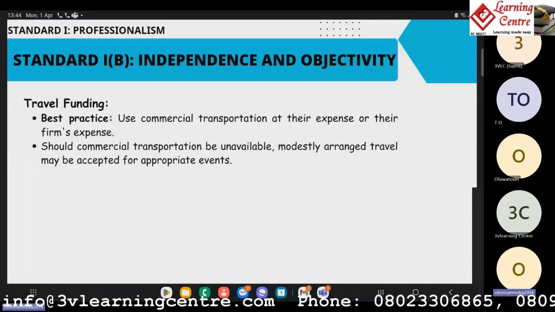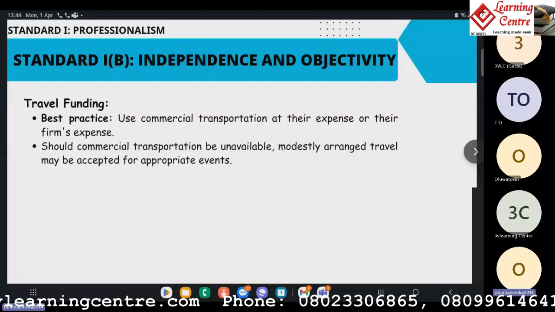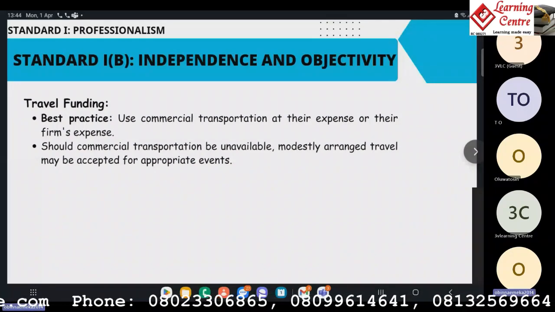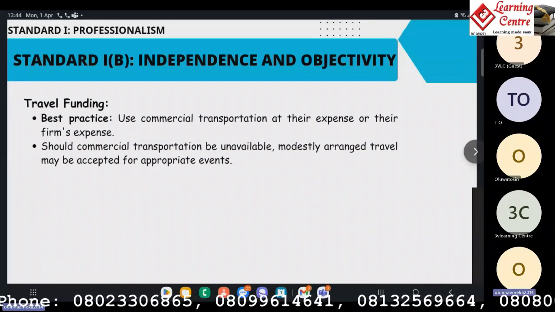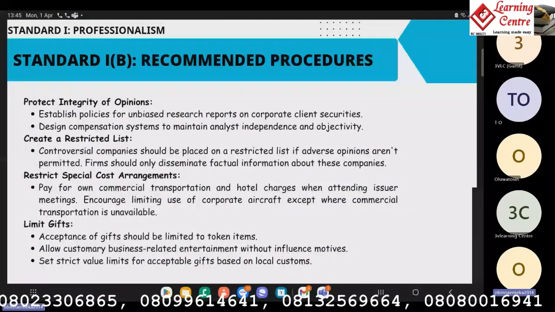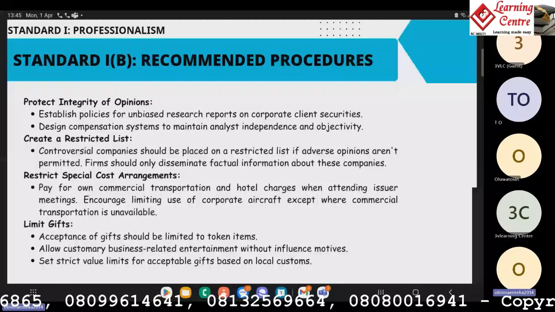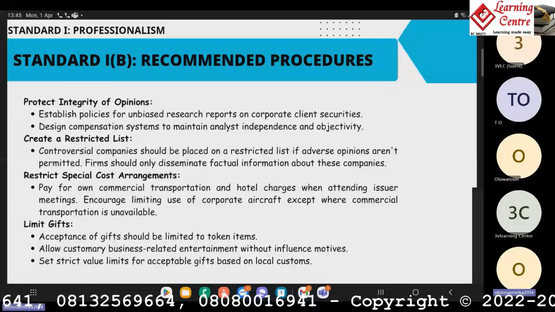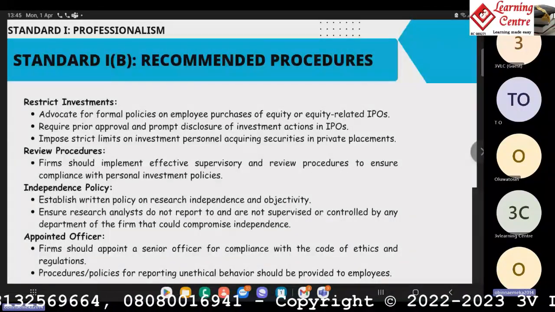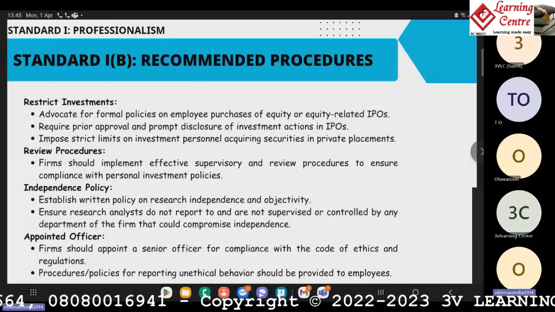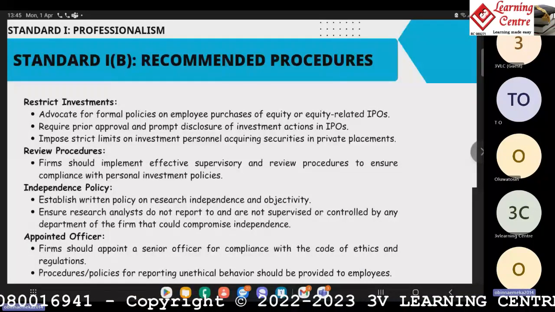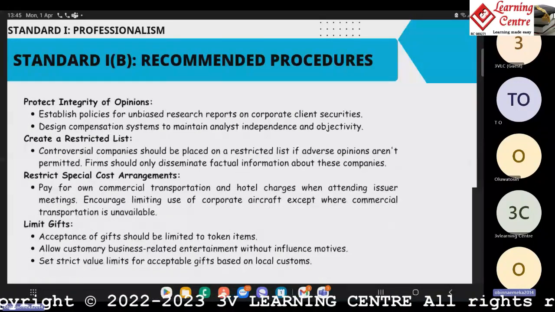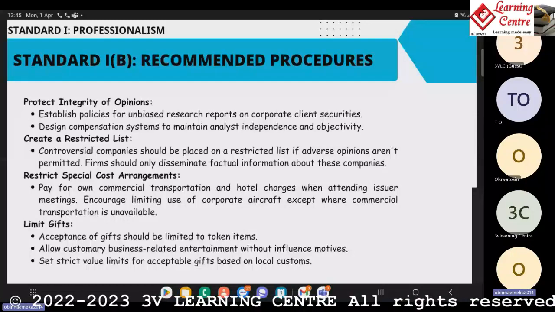So these are some of the standards that you need to meet in order to be in compliance with this standard. Now we have the recommended practices. These are some of the recommended things you are to do in order to be in compliance. You have to protect the integrity of your opinion. So if you're a member, a candidate, or your firm, you should establish policies for unbiased research reports on your corporate clients.